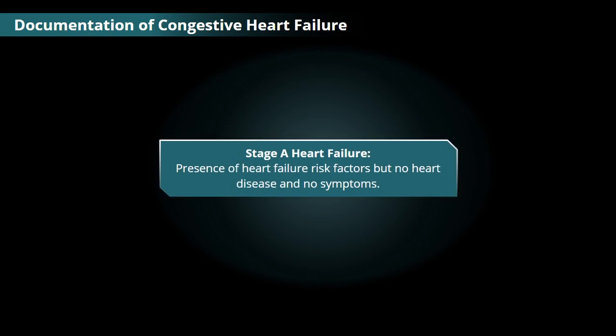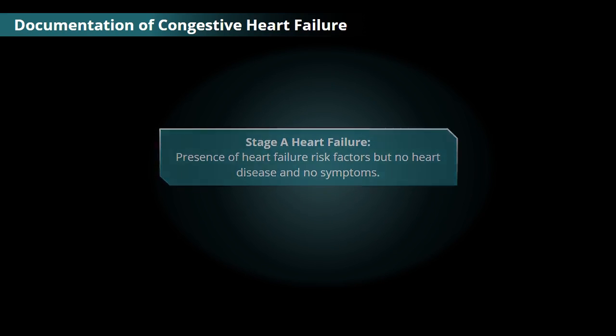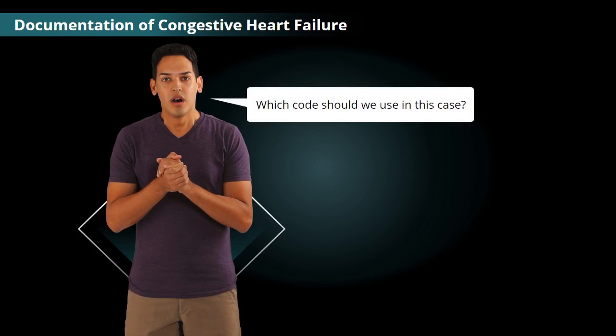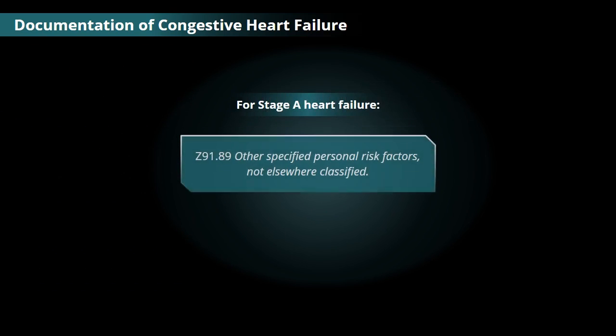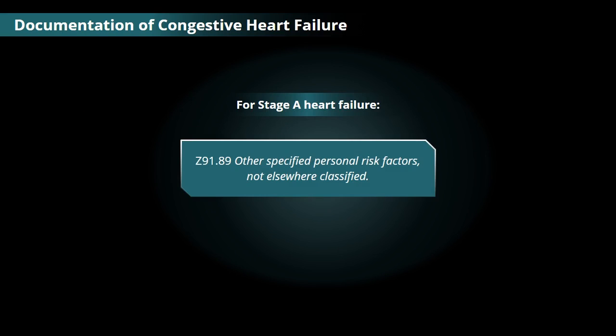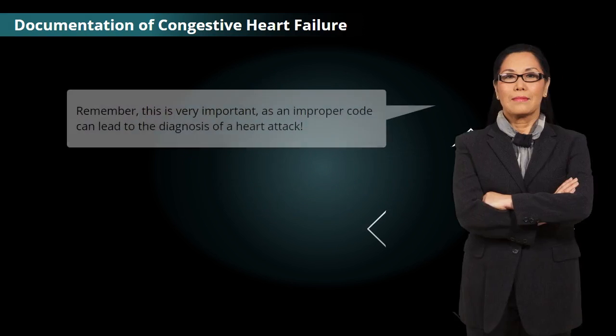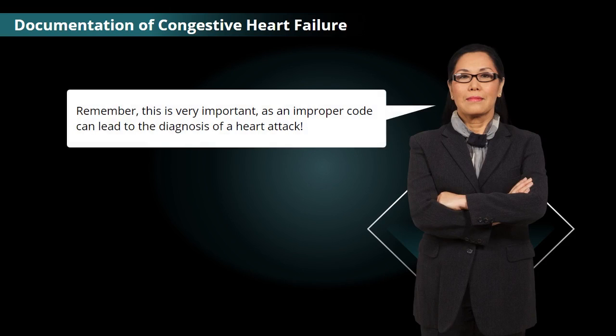Stage A heart failure, as defined by the American Heart Association, is the presence of heart failure risk factors but no heart disease and no symptoms. Which code should we use in this case? We should assign the code Z91.89, Other specified personal risk factors, not elsewhere classified. Remember, this is very important, as an improper code can lead to the diagnosis of a heart attack.